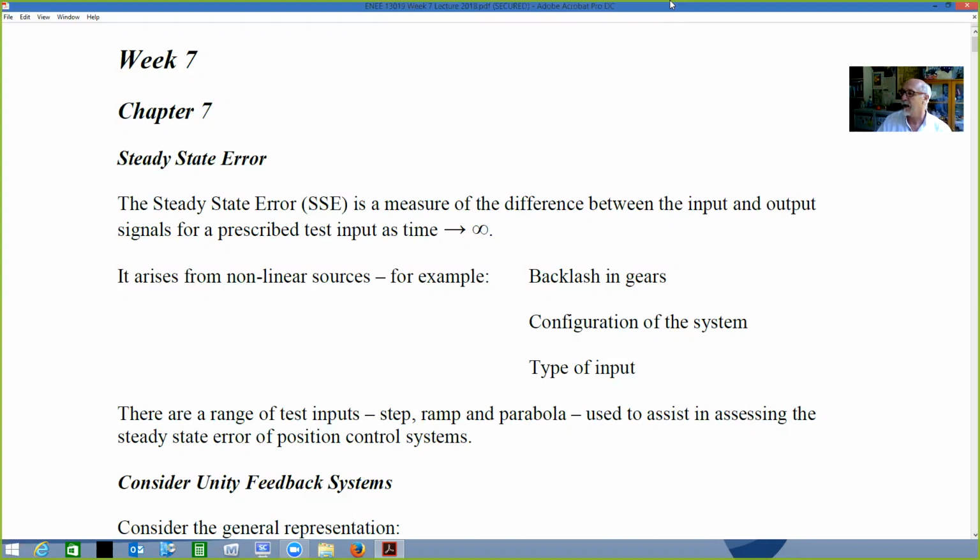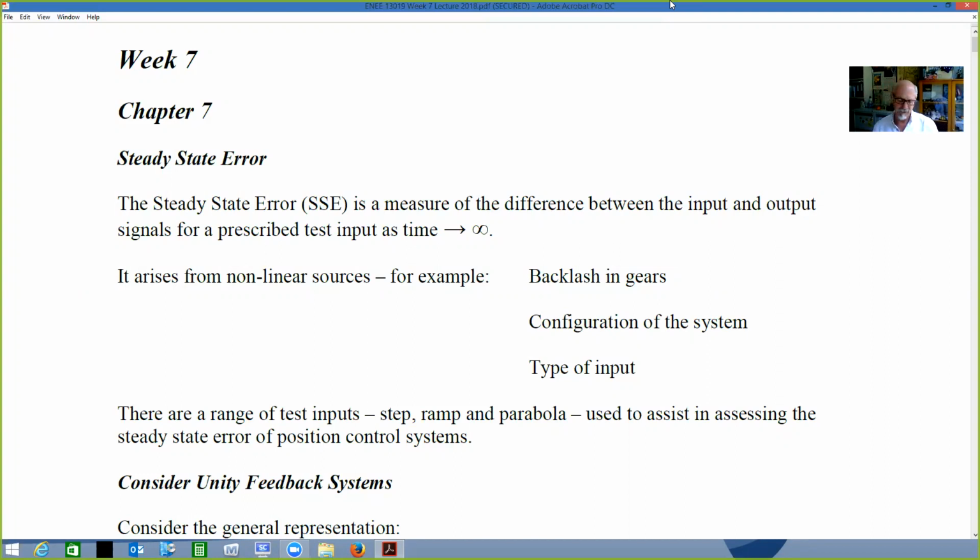Now, steady state error arises from non-linear sources, for example, backlash in gears in a mechanical system, the configuration of the system itself, so it may be the physical setup, like a conveyor belt or something like that. It may not be the most efficient setup. There could be just, again, maintenance issues in electrical or electronic setup. It might be that the configuration could be done more efficiently compared to what you currently have as a system. And the type of the input, of course.